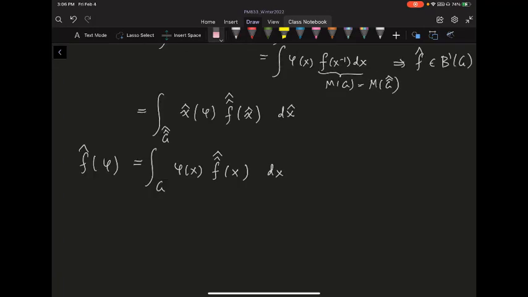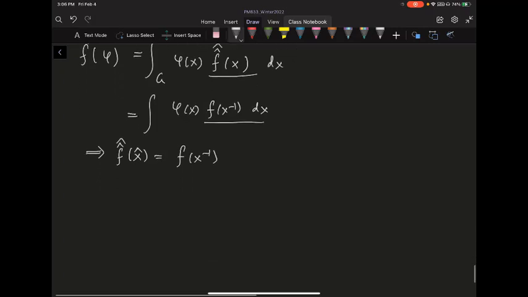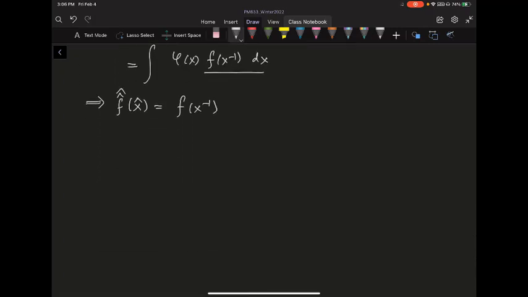On the other hand, let me copy down what we had before. This is the integral of phi of X, F of X inverse dx. So essentially your F hat can be written as an integral in two different ways, and these two measures have to match. In other words, the F double hat evaluated at X hat has to equal F of X inverse. So I finished the proof.